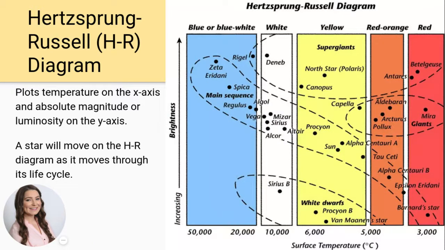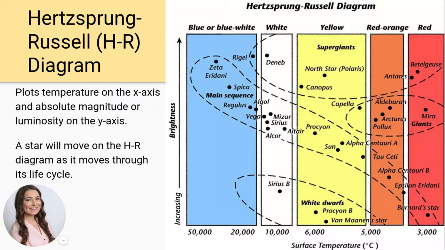A Hertzsprung-Russell or HR diagram plots stars by their temperature on the x-axis and their absolute magnitude or luminosity on the y-axis. The hottest, brightest stars are found in the upper left corner of the diagram, and the coolest, dimmest stars are found in the lower right corner. As you may notice by looking at the diagram, the temperature is connected to not only the color of the star, but also its absolute magnitude. And we can see that as surface temperatures increase, so does absolute magnitude.